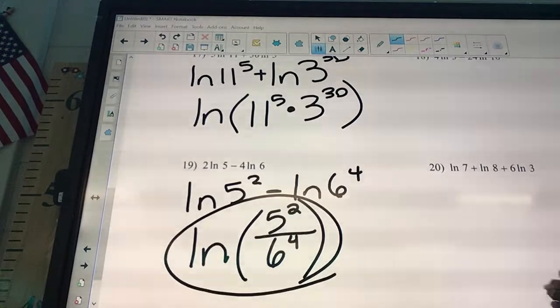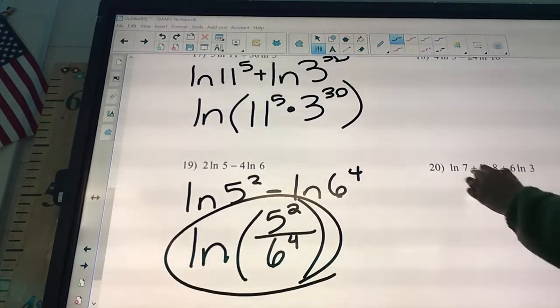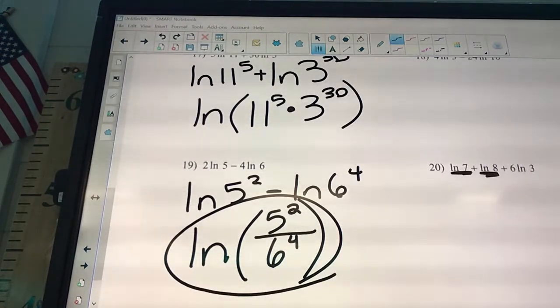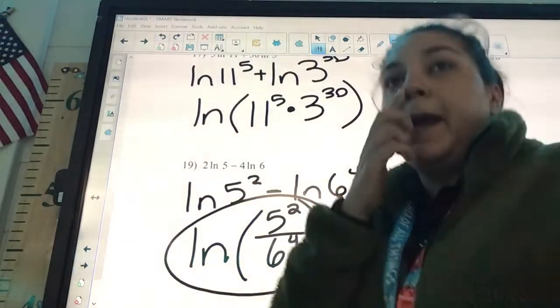Okay, when you do 20, you can multiply these two once they're together, but not this one, because it's going to have a power with it. You guys go through, you got 10 to do. When you get them done, put them in the box back there, and then you can sit quietly at your desk.